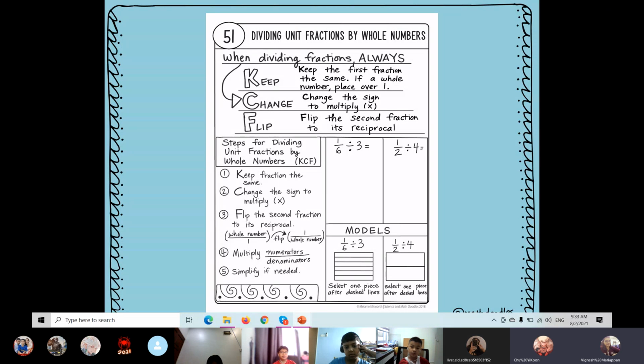Okay, teacher. So the three words that you need to remember for dividing fractions are keep, change, flip. So remember the keywords, K, C, F. K, C and F, not KFC. What does K mean? Keep. C stands for change. F stands for flip.